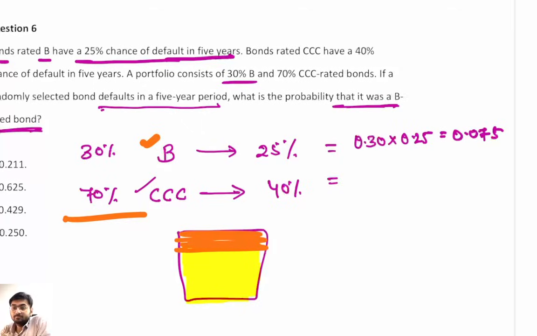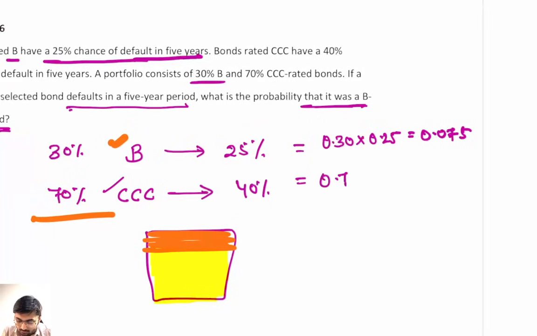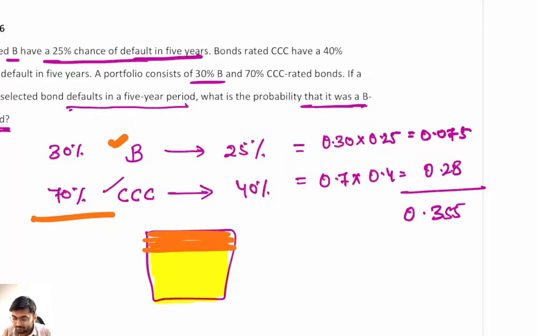Now, similarly, we can calculate the probability for triple C, that is your 0.7 multiplied with 0.4, it is 0.28. Now what is the probability of default of the whole portfolio? 0.075 plus 0.28, 0.355. This is the probability of default in this portfolio.